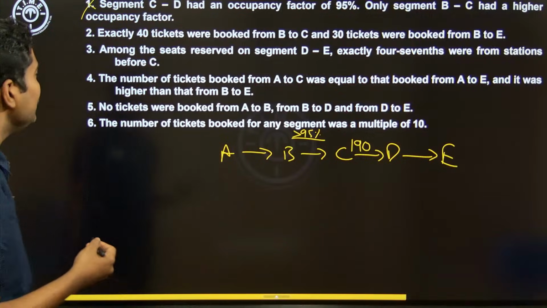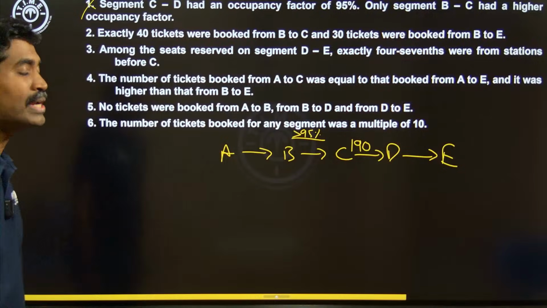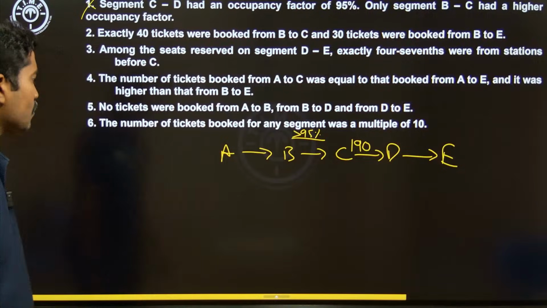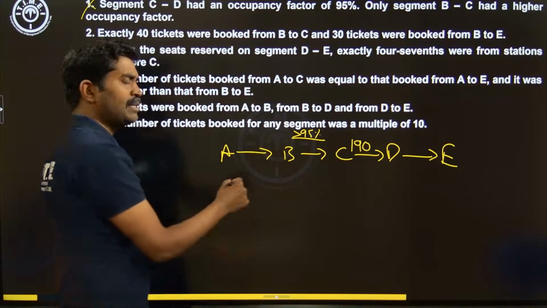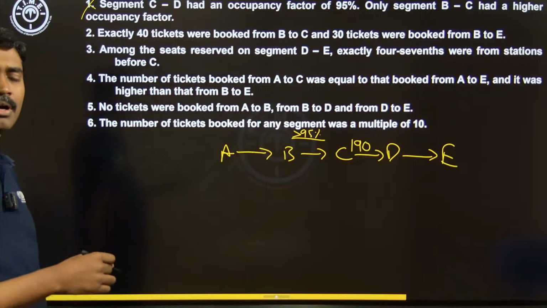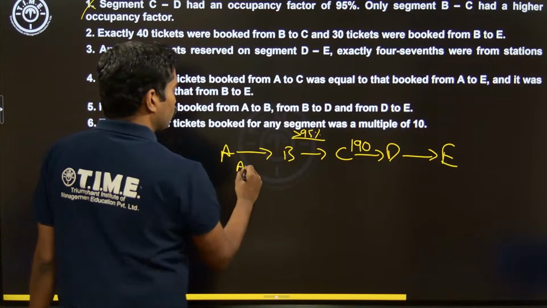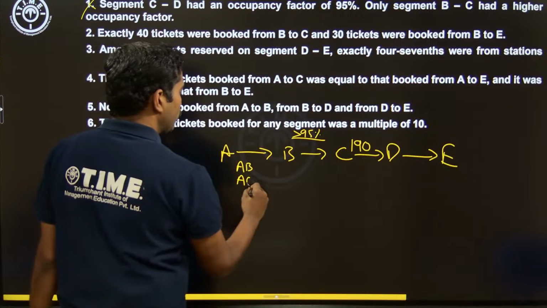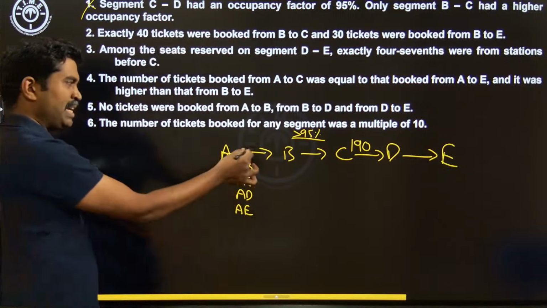I've used it. Exactly 40 tickets were booked from B to C and 30 from B to E. All right. So what we'll do here is, from A on this part of the journey, on this stretch, how many different kinds of people would be traveling? Those who are going from A to B, A to C, A to D, and A to E. Correct? A, B, A, C, A, D, A, E.